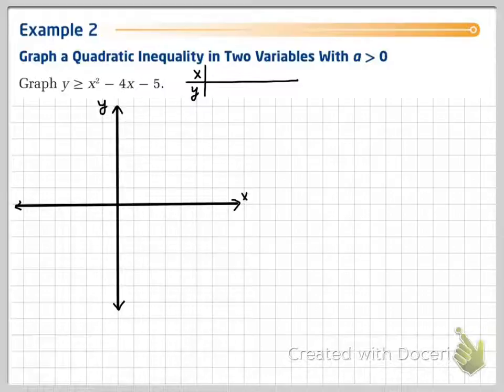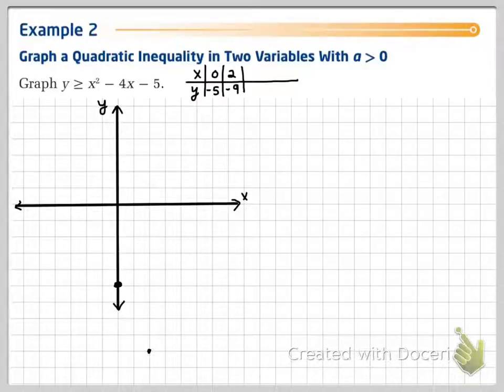We're going to plot some points again to figure out where this is going to go. When x is 0, you'll notice that we get the point negative 5. So that's that point on our graph. When x is 2, 2 squared minus 8 minus 5 is negative 9. So it's that point on our graph.